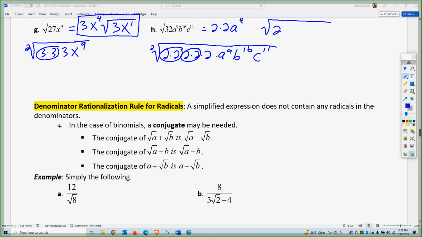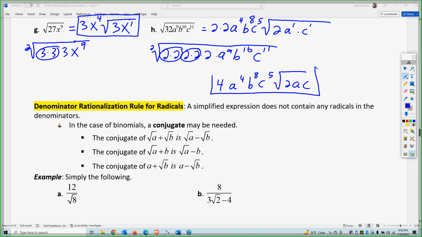So a^4, because 9 divided by 2 is 4, and there is 1 left over. 16 divided by 2 is 4. No, 8. What am I saying? I'm thinking of the previous answer here. 16 divided by 2 is 8, obviously. Nothing left over. And then 11 divided by 2 is 5, and there is 1 left over. Okay? So to simplify that into 4a^4 b^8 c^5 root 2ac. Okay?